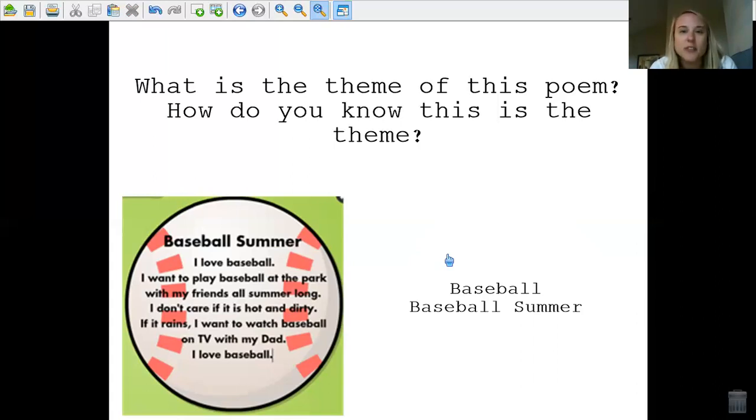And if you know all of your evidence that tells you that the theme of this poem is baseball or baseball summer, then let's go ahead and underline it or highlight it now if you wrote this poem down in your notebook. So I know I could put baseball. Ooh, you do it at the park. Yep. Ooh, you can play it in the summer. You can watch it on TV. These are all good examples.